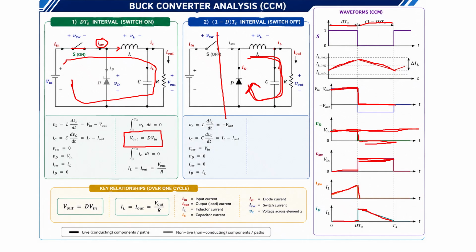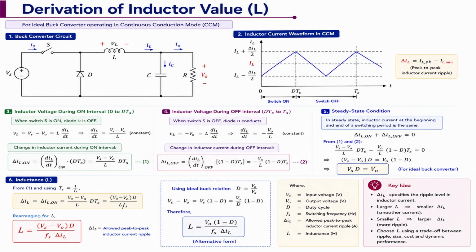Output voltage for a buck converter, V out, is equal to D into V in, where D is the duty ratio. Inductor current IL is equal to I out, the output current, which is equal to V out upon R. Okay, so these are the equations. Now we will derive the inductor value. When we are designing this, we are considering the current is in continuous conduction mode.